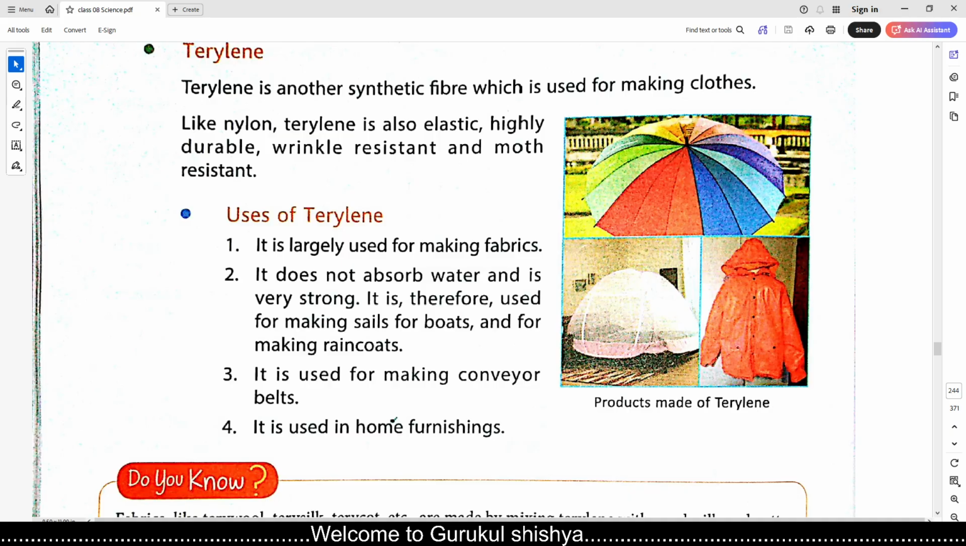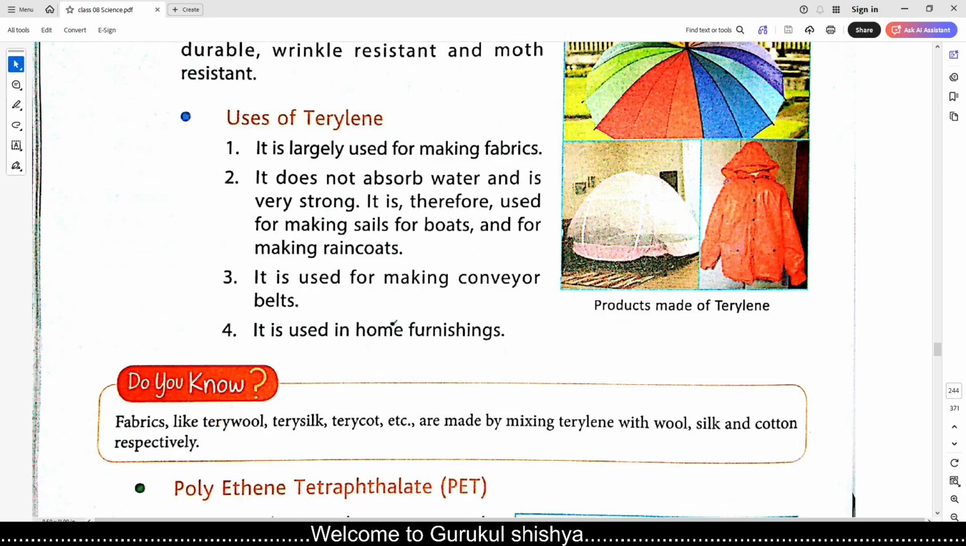Uses of terylene. It is largely used for making fabrics. It does not absorb water and is very strong. It is therefore used for making sails for boats, and for making raincoats. It is used for making conveyor belts. It is used in home furnishings.